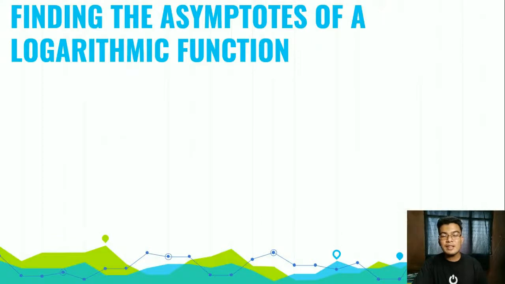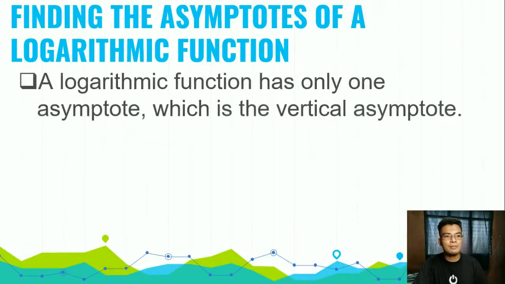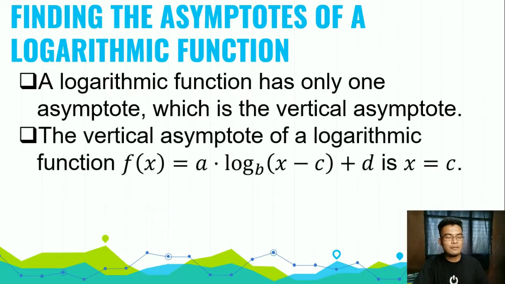Let's now proceed to the next part, which is finding the asymptotes of a logarithmic function. A logarithmic function has only one asymptote, which is the vertical asymptote. Wala hong horizontal asymptote ang isang logarithmic function. The vertical asymptote of a logarithmic function f of x is equal to a times log base b of x minus c plus d is x is equal to c.